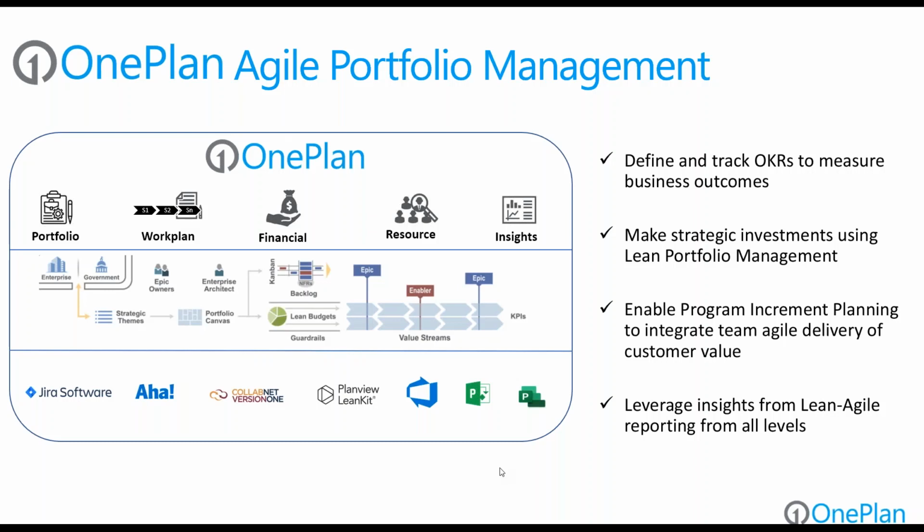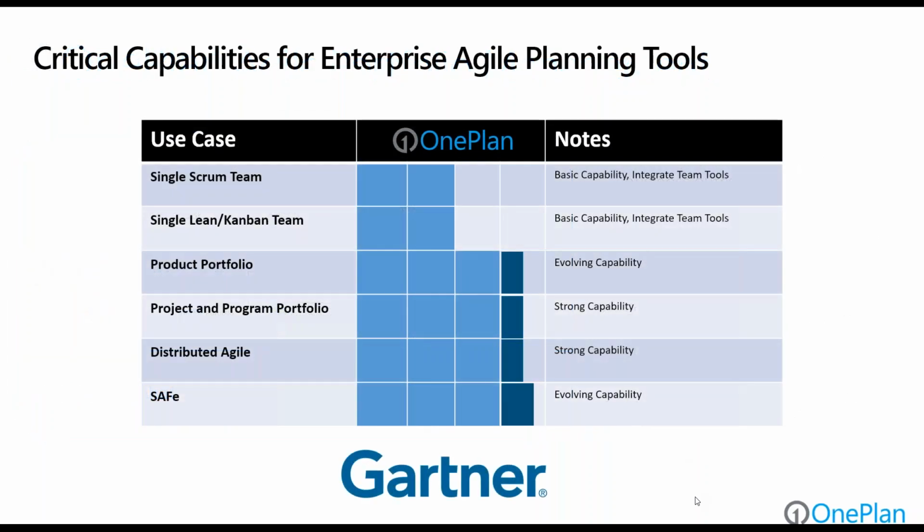So when you see OnePlan at the top, it is really the best of breed portfolio management capabilities, the ability to bring in backlog data into our work plan, the financial and resource management tracking, and then finally the reporting. That's what makes OnePlan Agile Portfolio Management more compelling.